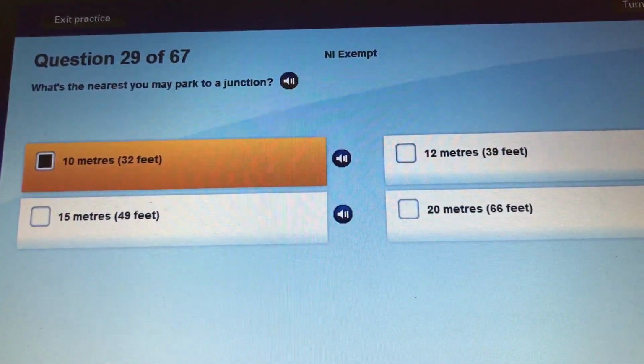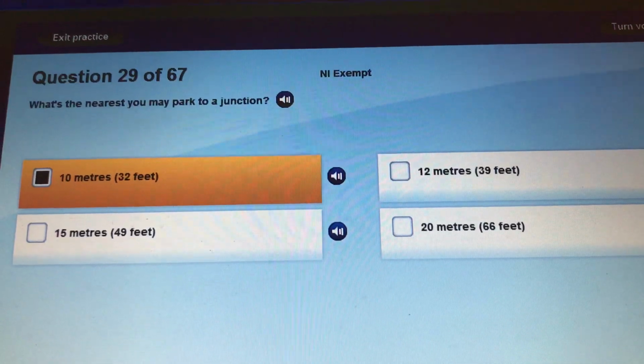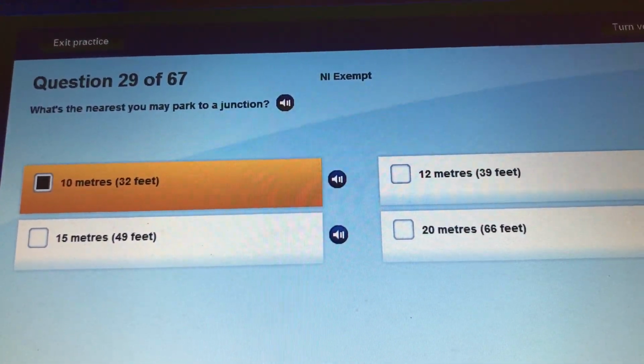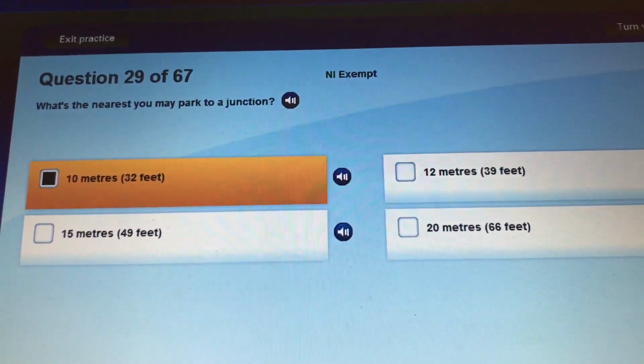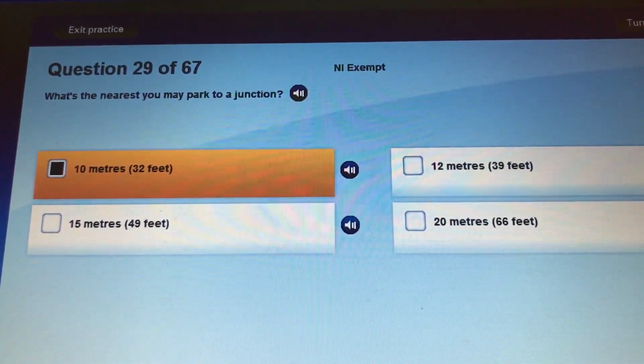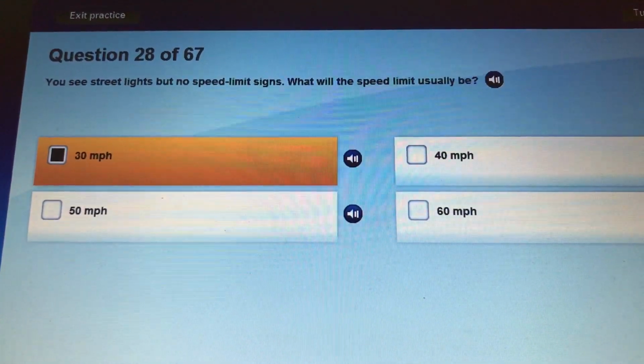What's the nearest you may park to a junction? Make sure you are parking 10 meters away from the junction because you cannot block the junction. But 10 meters away, no problem, you can park.